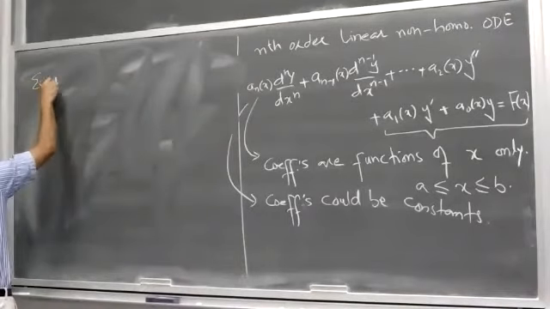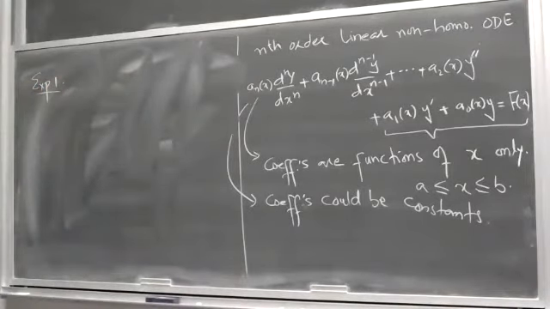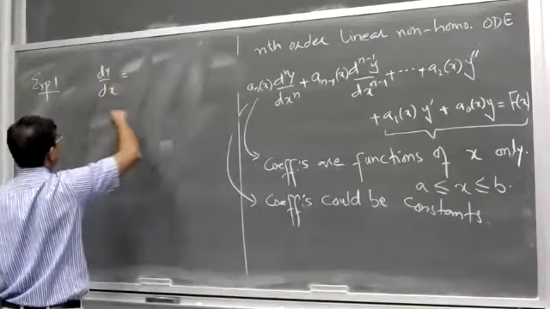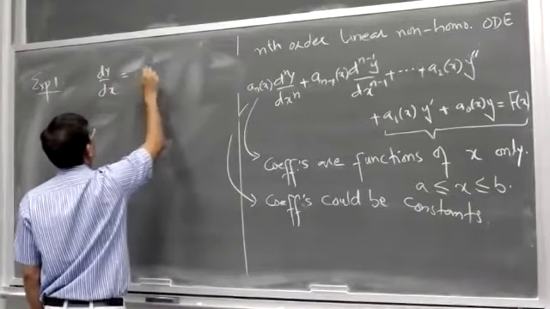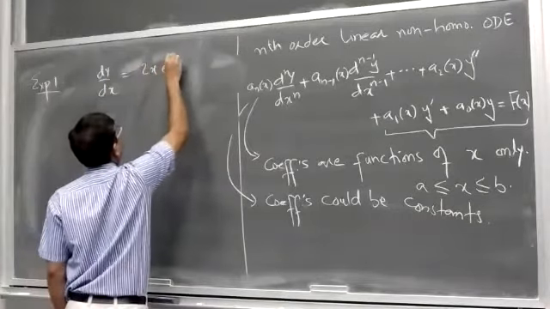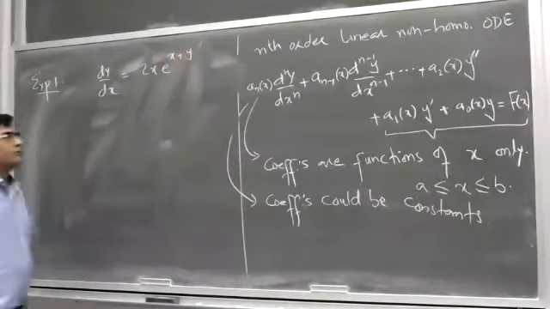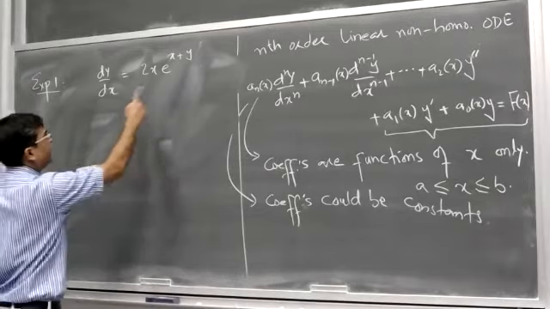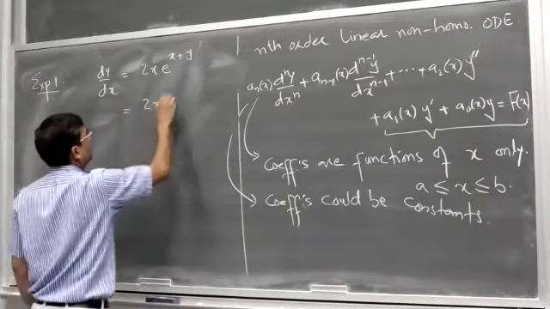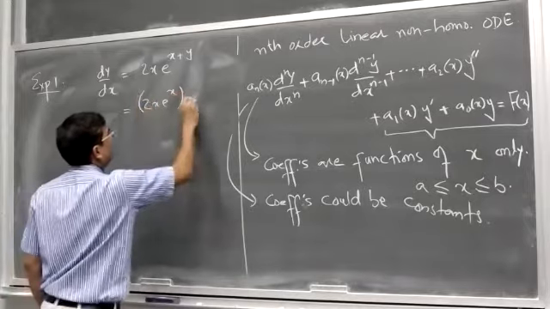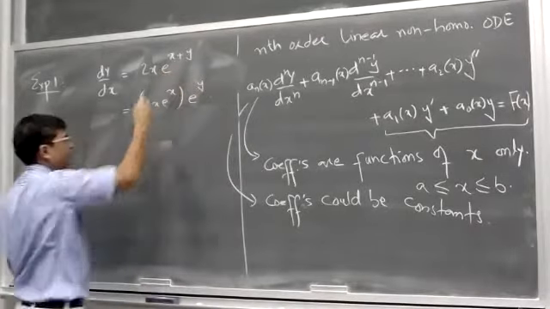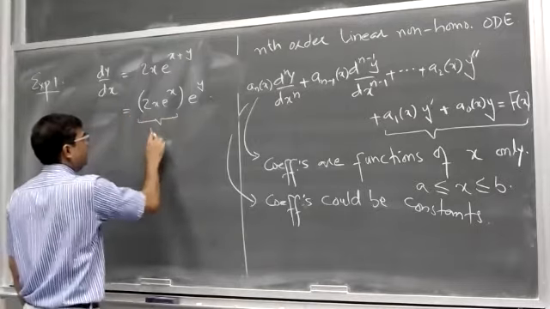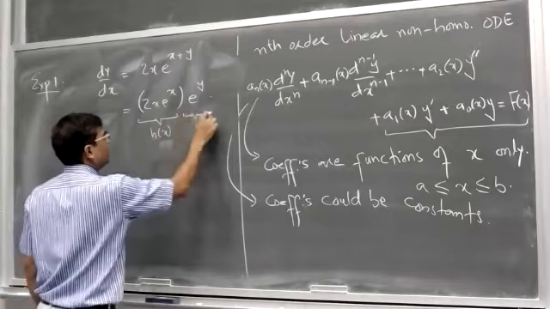Example 1 for case 1. If you have dy by dx is equal to maybe 2x e to the power x plus y, then can you separate the variables here? You can write here 2x e to the power x and then e to the power y. You can separate this thing. Now this is your first function, h of x, and this is your g of y.